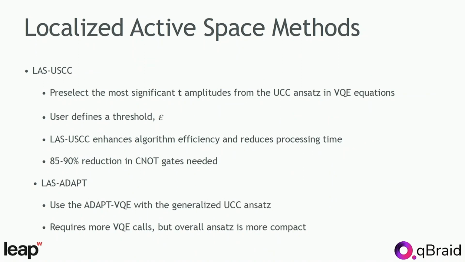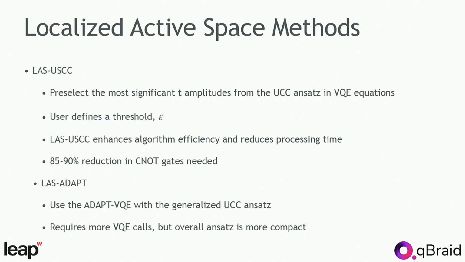We only keep all the amplitudes that are above that threshold. And what this does is that it significantly reduces the CNOT gates needed by 85 to 90%. And this helps increase algorithm efficiency and processing time because you have such a significant reduction in your ansatz size, in your circuit depth.